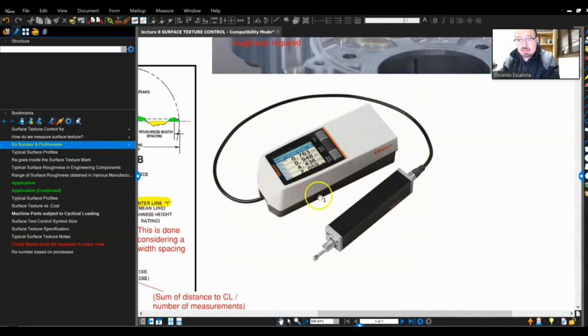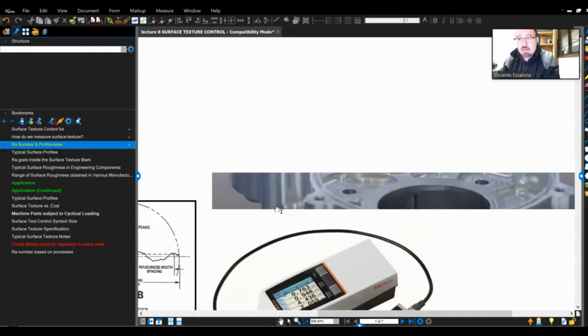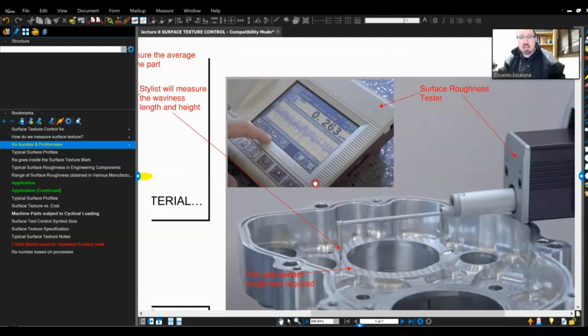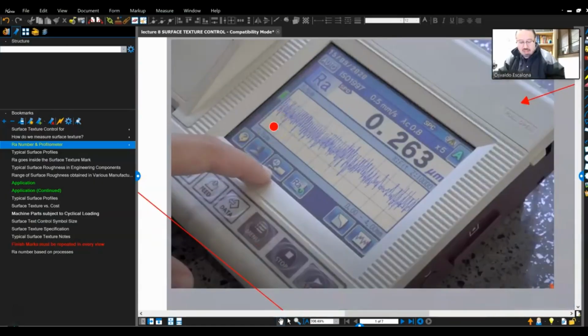You can go and buy another one that's going to look something like this, or maybe you have something much more expensive that is going to look like this one. Again, same concept. The stylus has to move a certain distance, and as it moves from the left to the right, it's going to have a bunch of waves, like a little earthquake. Within the earthquake, the profilometer is going to zoom in and remove the waviness. As it removes the waviness, it will find the center line, and from the center line, it will report to you the average.